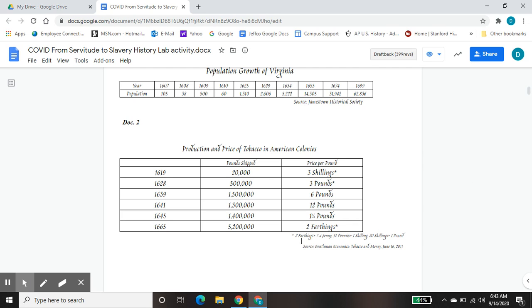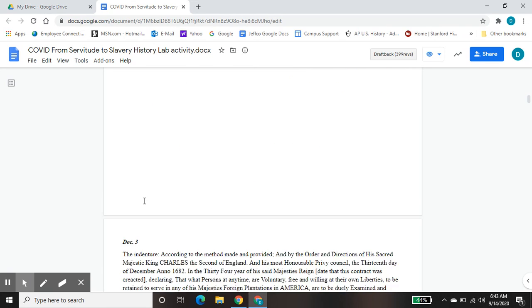Now a shilling, I've broken it down here. A shilling is a penny, 12 pennies is a shilling, 20 shillings is a pound, which would be equal to a dollar. Just keep that in mind. So this is the amount of tobacco shipped, and this is what they got paid, and then obviously the year.